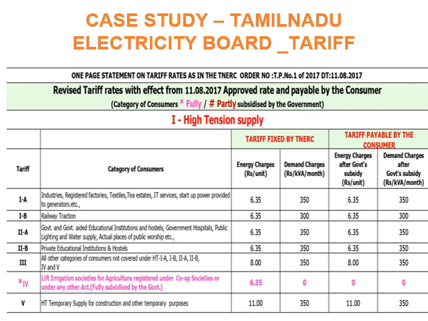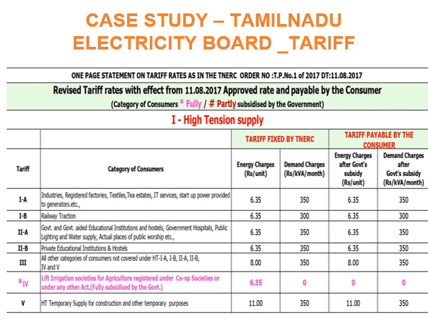And then 1B is for railway traction for electric trains, and 2A is for government and government aided educational institutions, hostels, government hospitals, public lighting, water supply, and places of public worship. This is also the same. And then private educational institutions and hostels, the tariff is also the same. And then all other categories of consumers not covered under high tension 1A, 1B, 2A, 2B, 4 and 5 are charged at rupees 8.